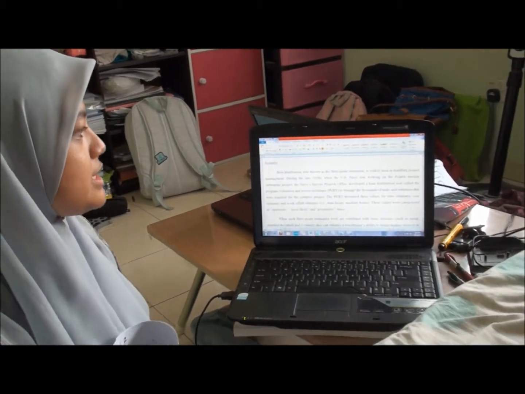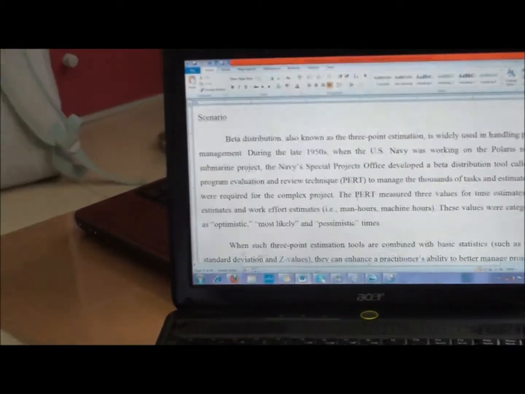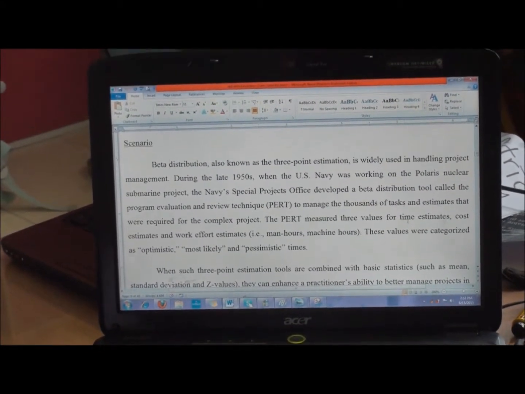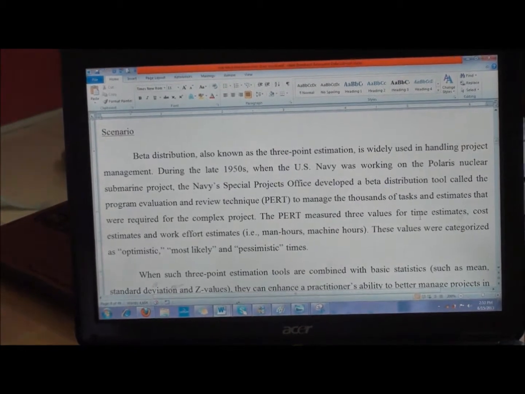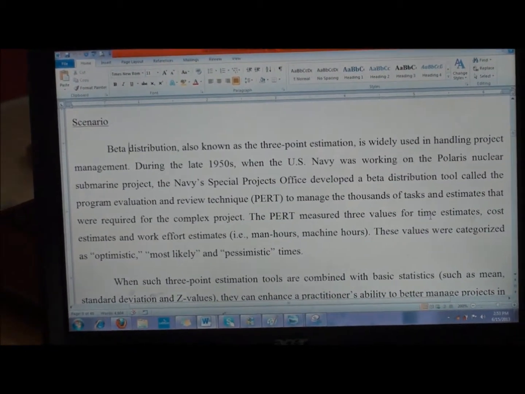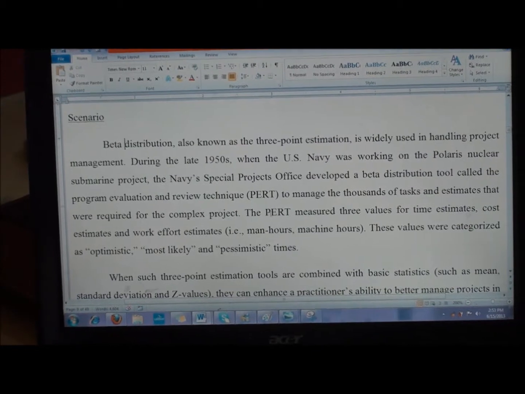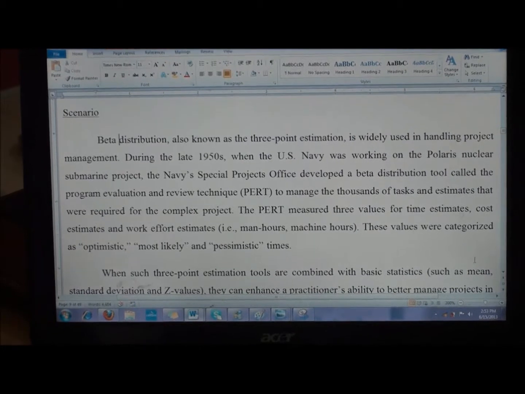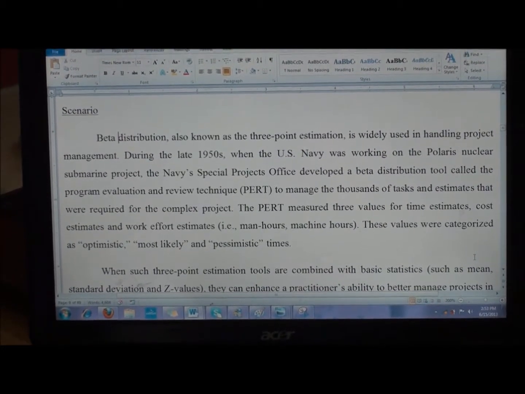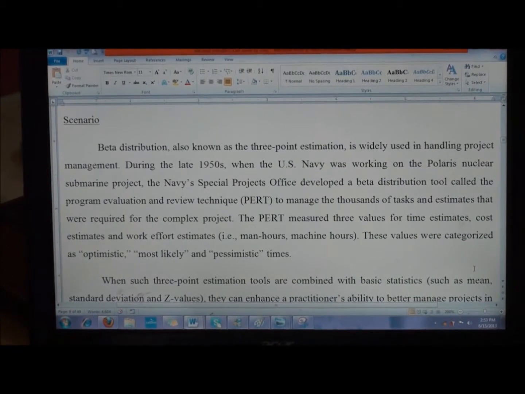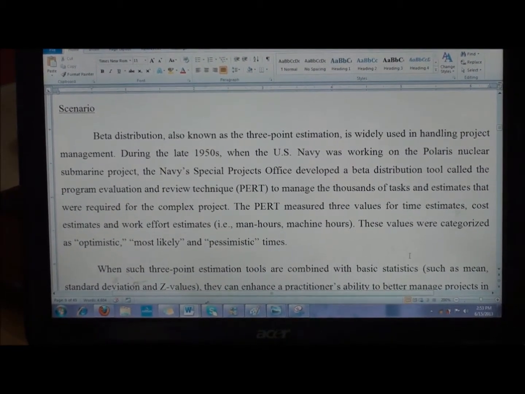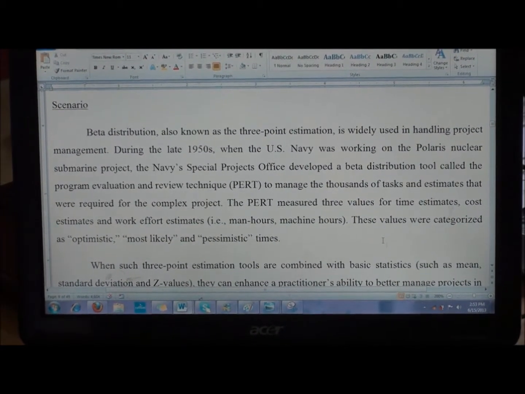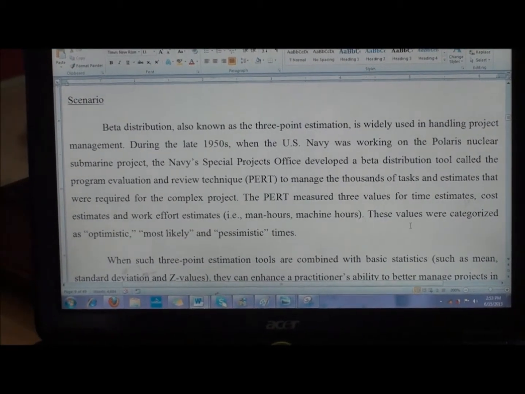The first scenario is during the late 50s when the US Navy was working on the Polaris nuclear submarine project. The Navy's Special Projects Office developed a beta distribution tool called the Program Evaluation and Review Technique to manage the thousands of tasks and estimates that were required for the complex project. The PERT measured 3 values for time estimates, cost estimates, and work effort estimates. These values were categorized as optimistic, most likely, and pessimistic times.